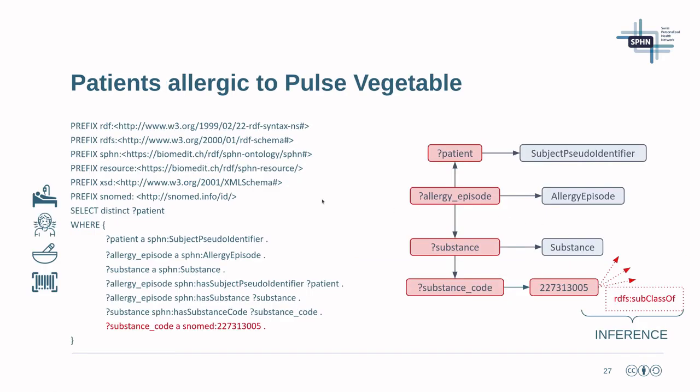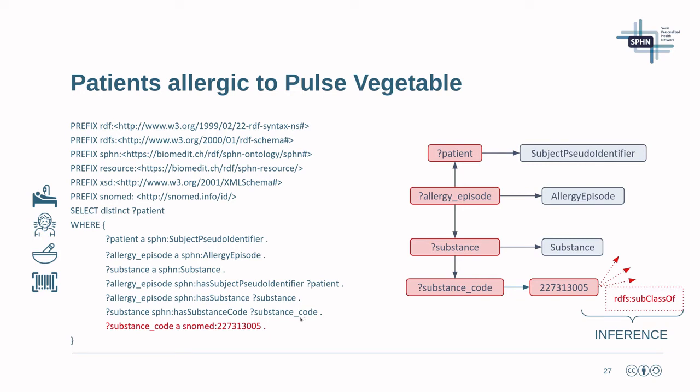So we can use this reasoning possibility and simplify our query to get patients that are allergic to any type of pulse vegetable by simply stating that we are interested in an allergy episode where the substance code is this pulse vegetable code. And we do not need to use the RDFS subClassOf that we used previously to state, okay, you need to go into all the levels.